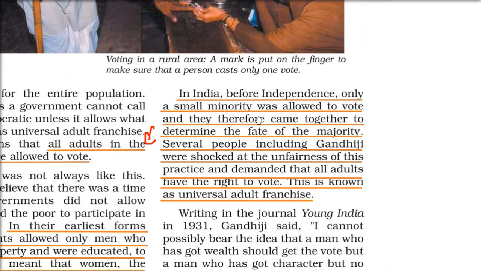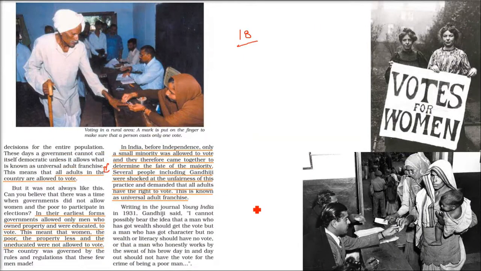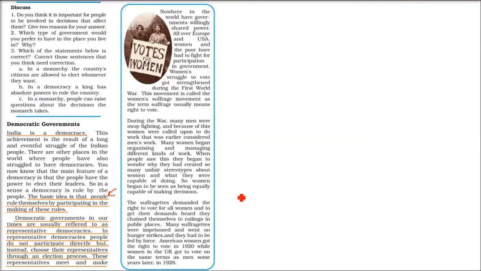A small minority or an elite class were able to vote, and they decided the fate of all the people. But after that, Gandhiji and other netas said this is unfair. Everyone has a right to vote. Everyone should be given the right to vote, whosoever, men, women, uneducated, poor. So this is called universal adult franchise.